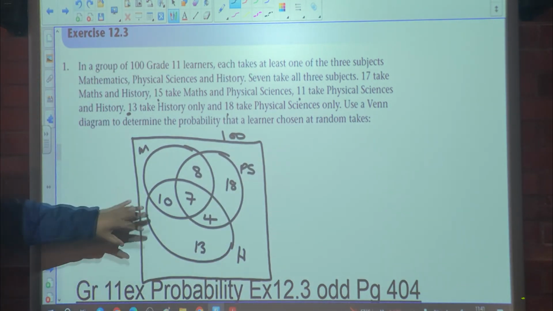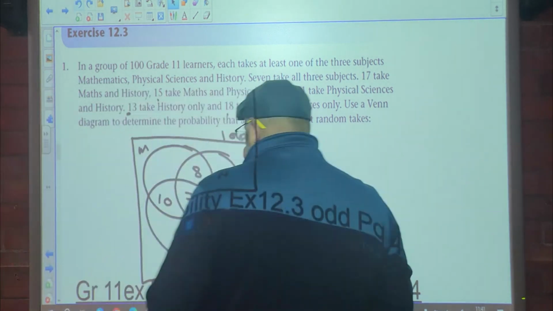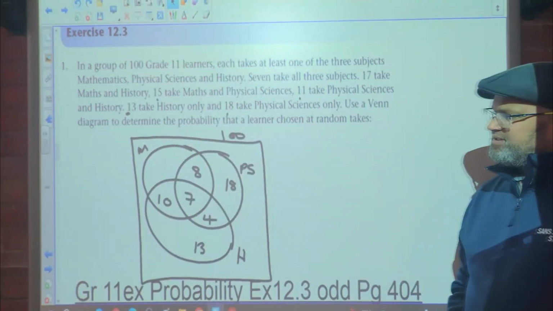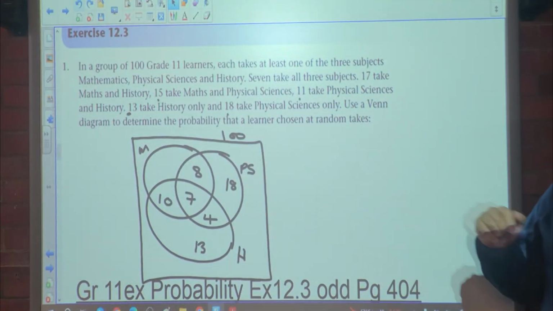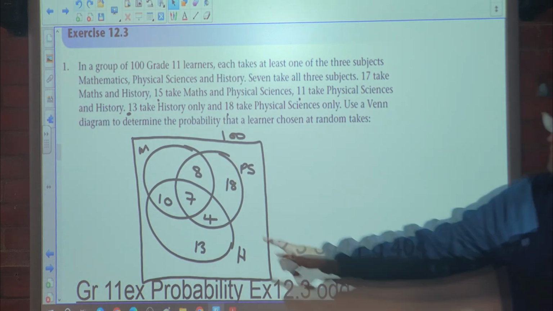Use a Venn diagram, which is this here, to determine the probability that the learner chosen at random takes. So there's one thing that is missing. There's only one that's missing. What is missing? Mathematics only, not so. Which is this here.